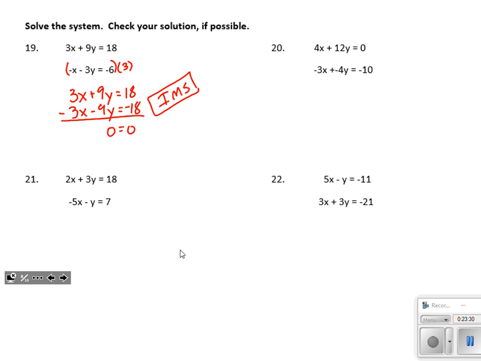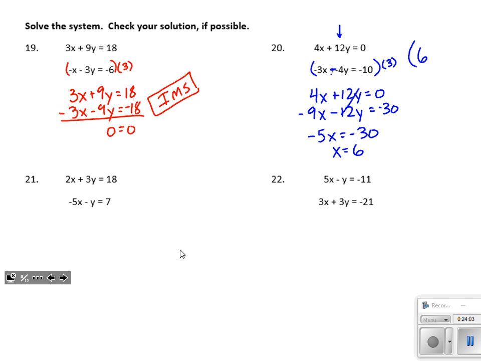For number 20, here again, let's try and cancel the y's. They look a little bit easier to cancel from this approach. I don't like this plus a negative 4y. That should just be minus 4y. So negative 3x minus 4y, I'm going to multiply that by 3. So I get 4x plus 12y equals 0 in the top, and then I get negative 9x minus 12y in the bottom equaling negative 30. I find negative 5x equals negative 30, and so x has to equal 6.